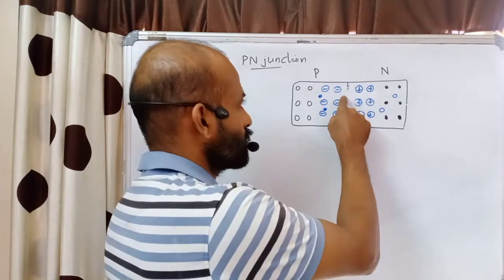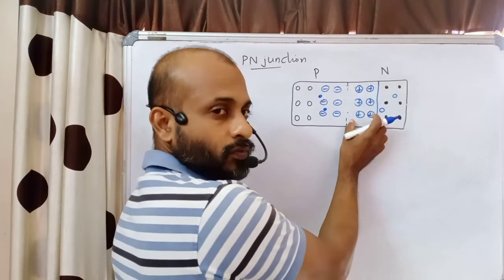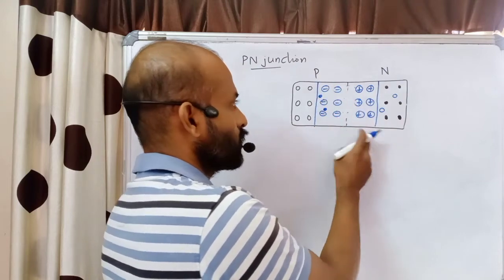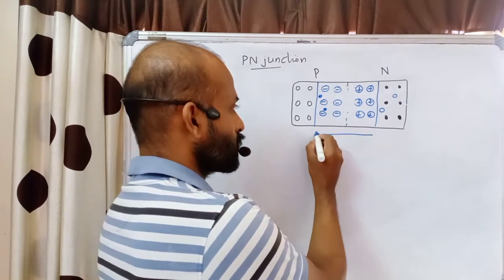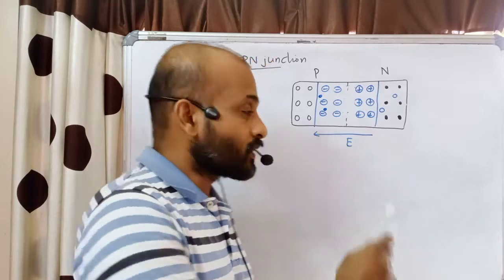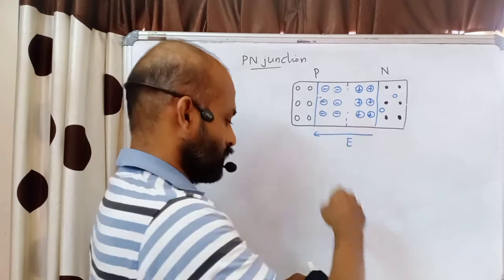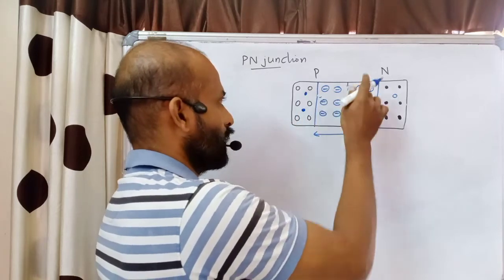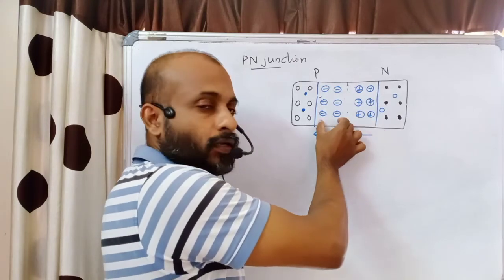Now what happens is, we can see that here we have a strong positive charge, a concentration of positive ions, and here a concentration of negative ions. It will create an electric field. From positive to negative, in this direction, an electric field is created. This region does not contain any charge carriers. I will draw the minority electrons here. This region contains only positive ions here and negative ions here.